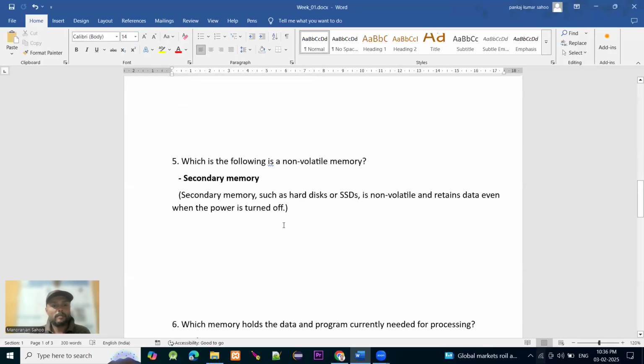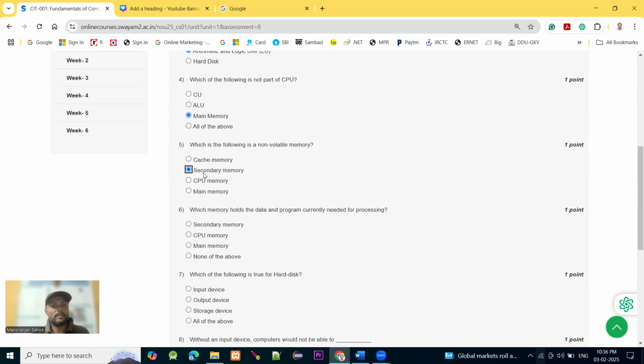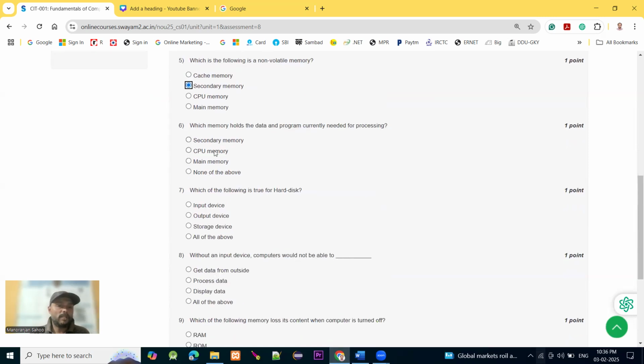Secondary memory such as hard disks and SSD, solid state drives, is non-volatile and retains the data even after the power is turned off. So a secondary storage device is a non-volatile memory. Moving to question number 6, which memory holds the data and program currently needed for the processing?